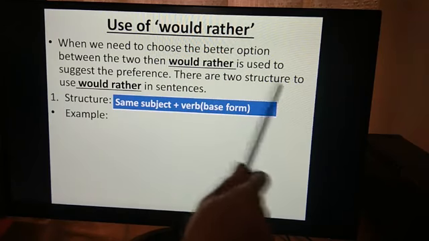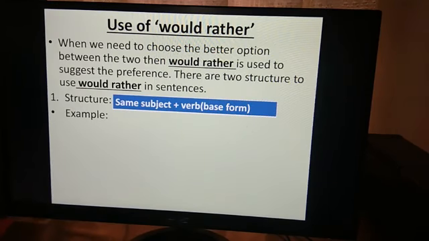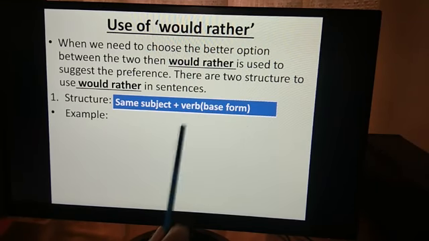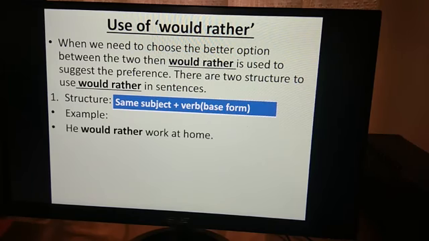Okay, there are two structures to use would rather in sentences. One is here, another is in our next slide. Same subject. When subject is same, verb is used in base form. Example, he would rather work at home. He would rather work at home. Same subject. If any sentence is here, extension, then this sentence will have same subject. It is called same subject.